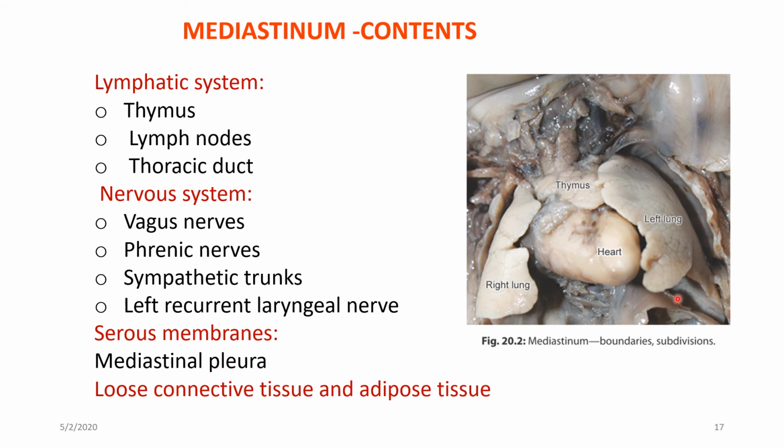Then what are the nerves that will be seen? They are the phrenic nerves which will supply the diaphragm, then the vagus nerve and the left recurrent laryngeal branch of it you have seen in the previous slide. The other component is the sympathetic trunks. The serous membranes that will be seen are the mediastinal pleura, and in addition it contains the loose connective tissue and adipose tissue in the mediastinum.